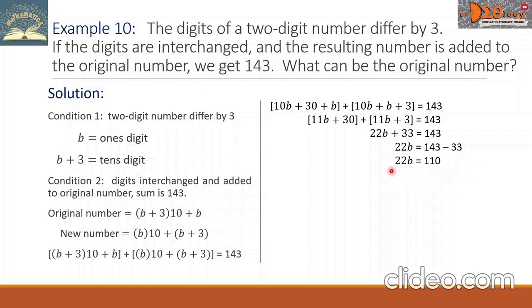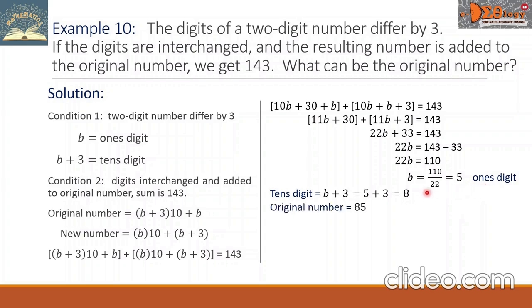Solving for b, we divide this equation by 22. So b equals 110 over 22, that is 5. In the beginning, we said that this b is the ones digit. Now let us solve for the tens digit, and our formula here is b plus 3. b is 5, so we substitute it here. 5 plus 3, and this is 8. So this is the tens digit, the number 8. 5 is the ones digit. If we put them together, we get the original number 85.